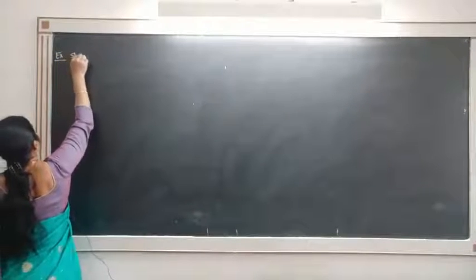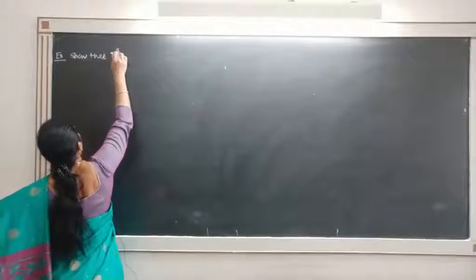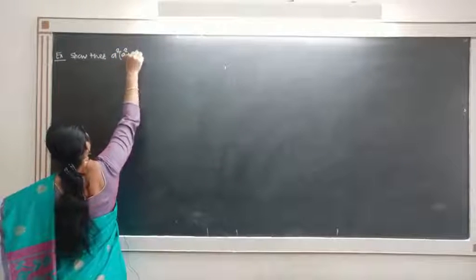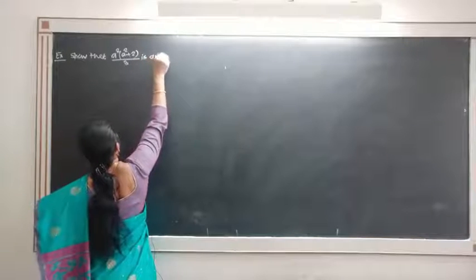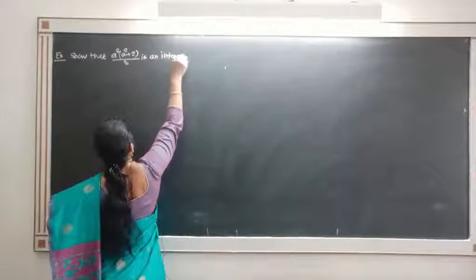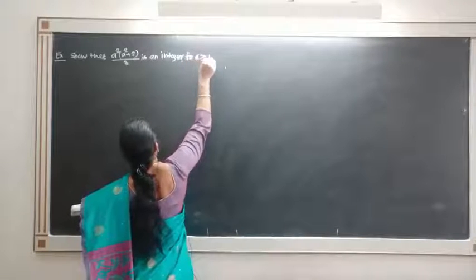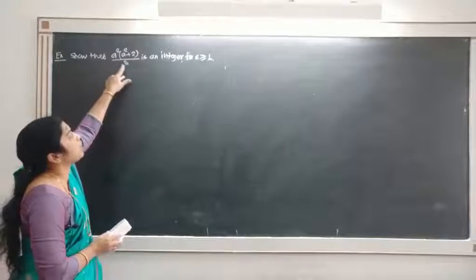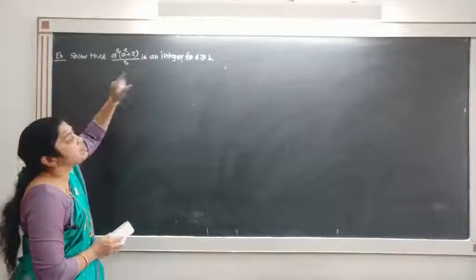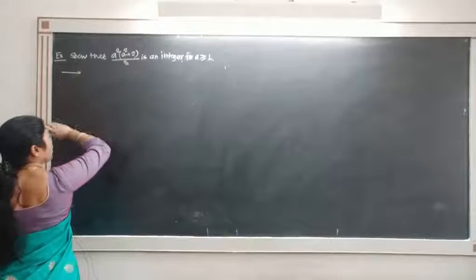Take one more example. Show that a square into a square plus 2 upon 3 is an integer for a greater than or equal to 1. We want to prove that this term, a square into a square plus 2 by 3, is always an integer whenever a is greater than or equal to 1.